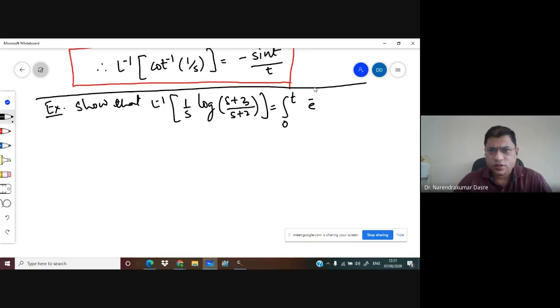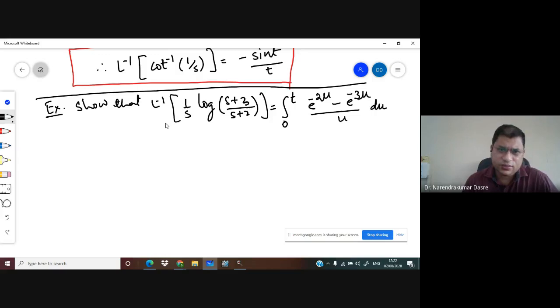Okay. So e raised to minus 2u minus e raised to minus 3u upon u. Okay, so this is what we want to show. Now see, this you can show in two ways, either using the convolution theorem or using the property of integral. So here we'll solve it by using the convolution theorem.